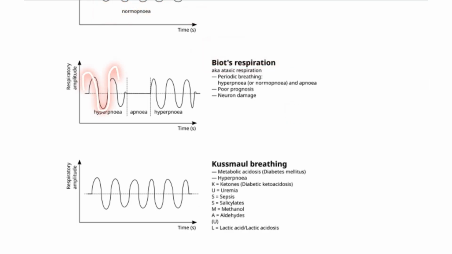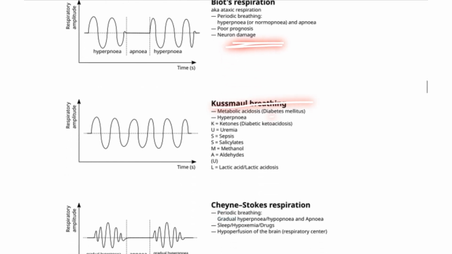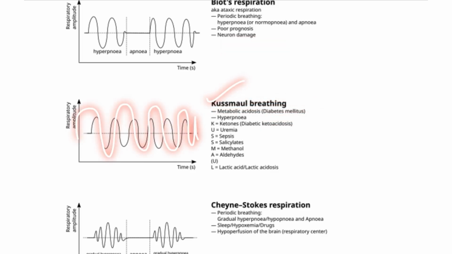So there will be high waves and suddenly apnea, and again high waves and suddenly apnea. So that is Biot's breathing, and this is seen in neuron damage. And Kussmaul's breathing is seen in diabetes mellitus ketoacidosis, where there is hyperpnea seen in Kussmaul's breathing.